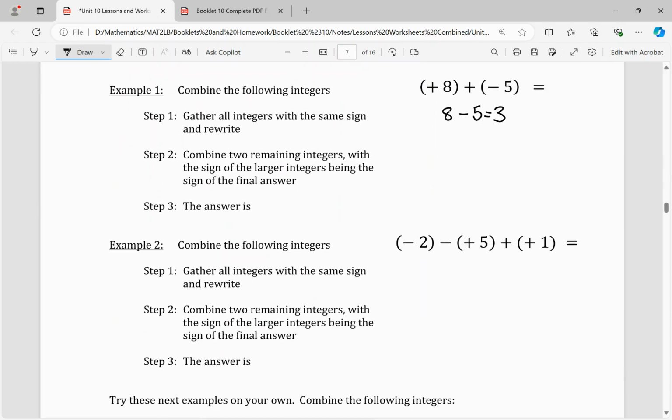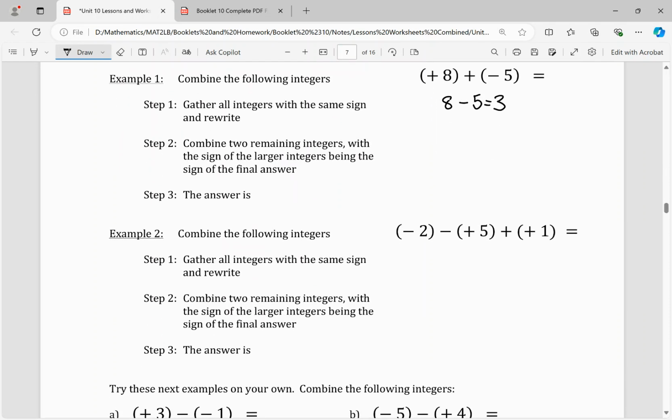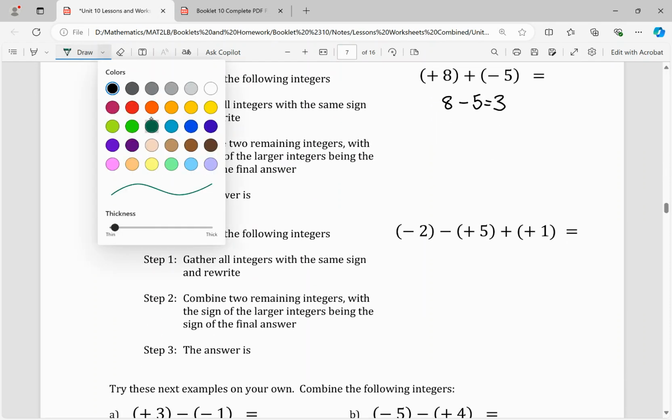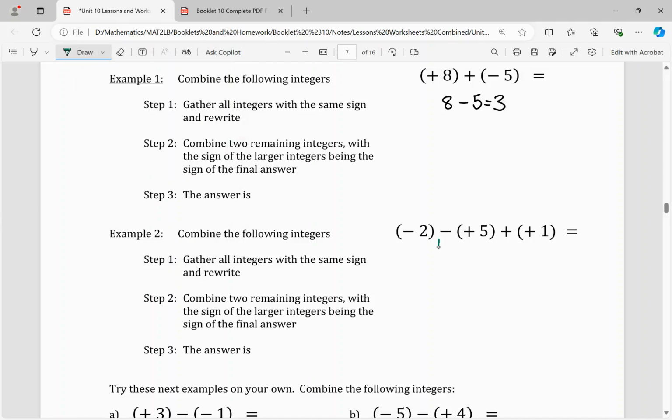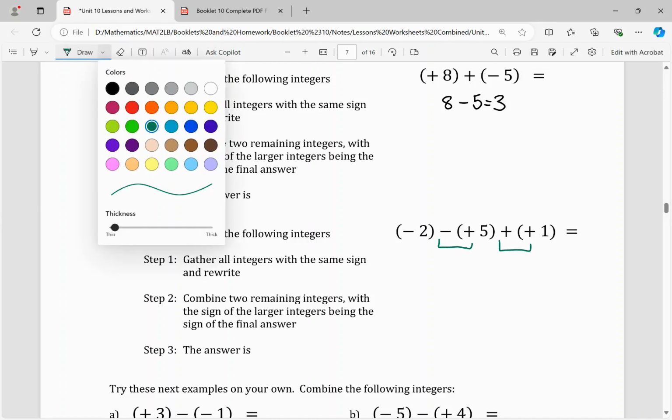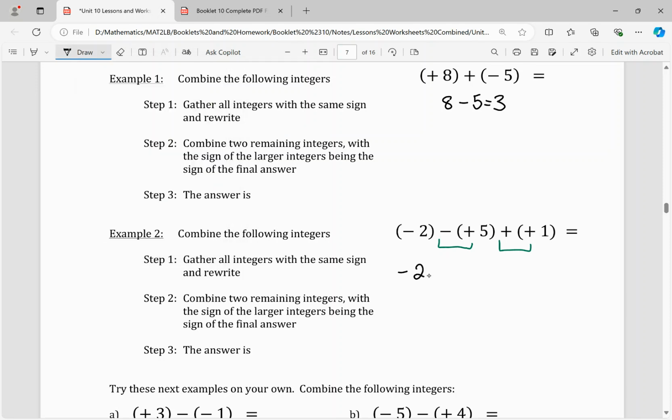But things can get a little bit trickier than that, right? Take a look at this next example, where we can combine these symbols to give us negative 2, minus 5, plus 1. Now, I want you to take your time with this, and I want you to use what you've been practicing in the past couple lessons, but don't draw it out.